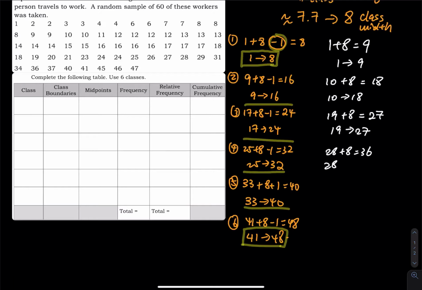So you go from 28 to 36. And then you start at 37 plus 8, you have 45. You go from 37 to 45. And then the last one, you start at 46, you plus 8, 54. So you go from 46 to 54.